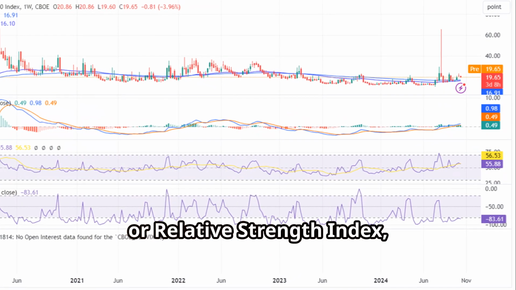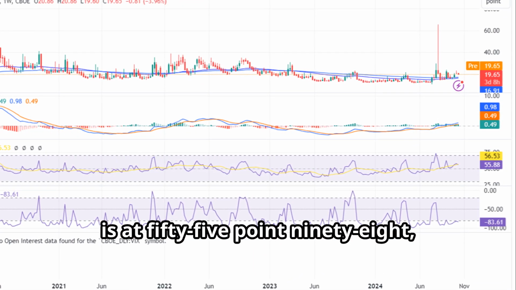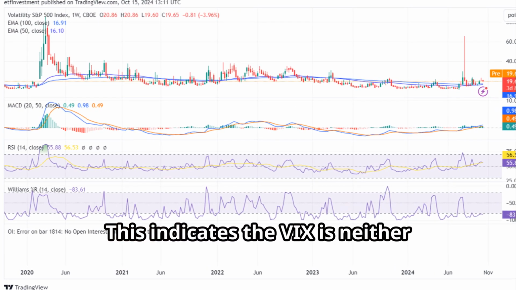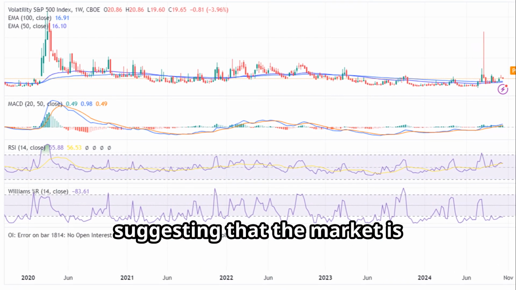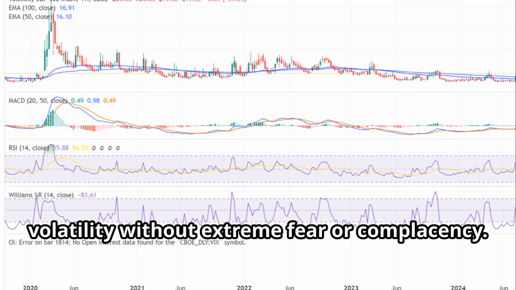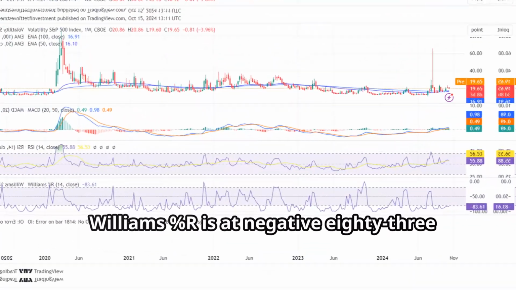RSI, or Relative Strength Index, is at 55.98, which is slightly above neutral. This indicates the VIX is neither oversold nor overbought, suggesting that the market is experiencing relatively balanced volatility without extreme fear or complacency.